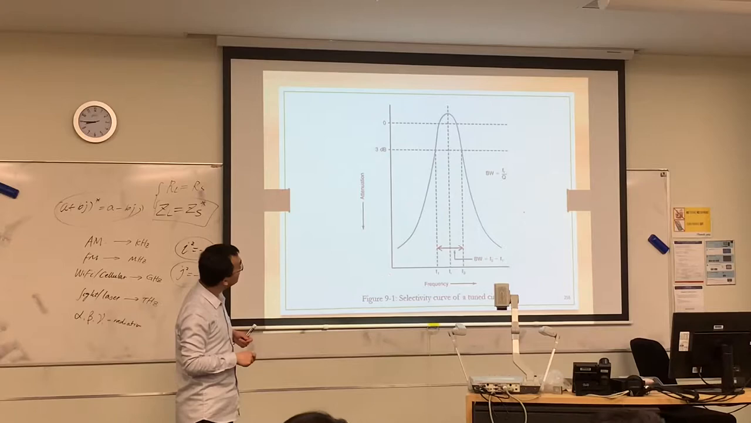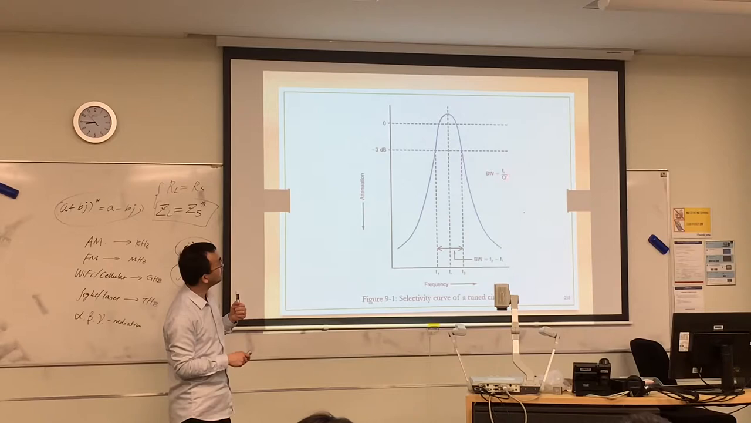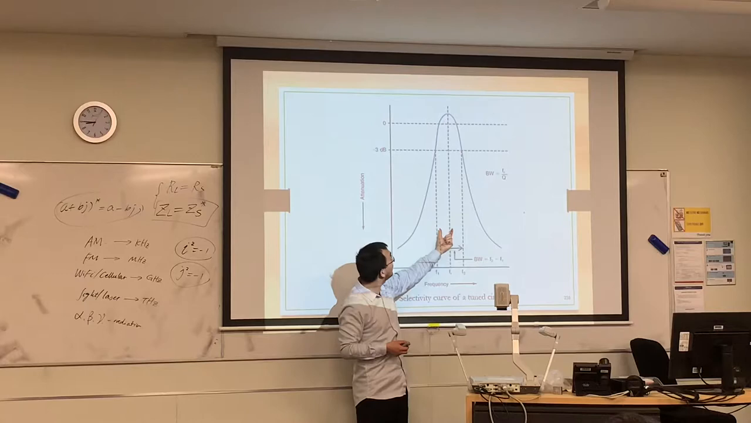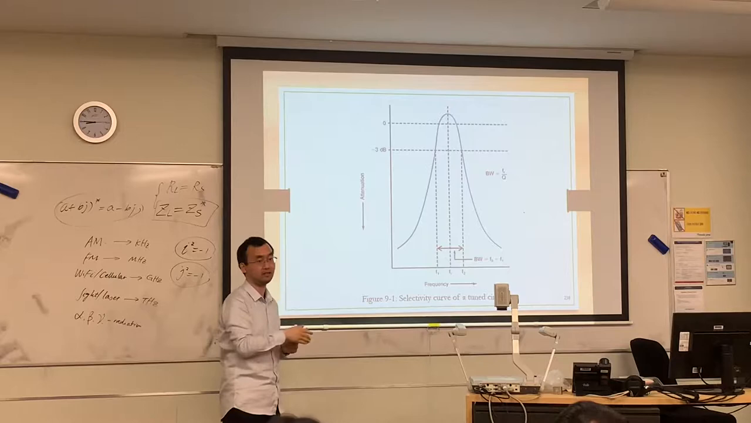It depends on the bandwidth of the resonant circuit, like what you have done in assignment one, right? The bandwidth of the resonant circuit is given by the resonant frequency divided by Q. Q is the quality factor. The larger the Q, the narrower the bandwidth. The narrower the bandwidth, the higher the selectivity, which means you can tune exactly to a particular frequency, right? So usually we consider the bandwidth.